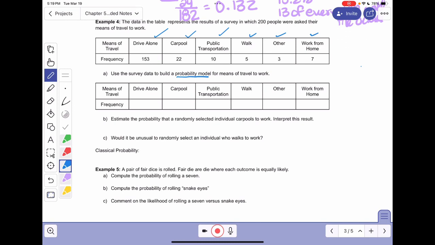We're going to divide each of those by the 200 people that we asked. So 153 divided by 200 is 0.765. 22 divided by 200 is 0.11. 10 divided by 200 is 0.05. 5 divided by 200 is 0.025. 3 divided by 200 is 0.015. And 7 divided by 200 is 0.035.